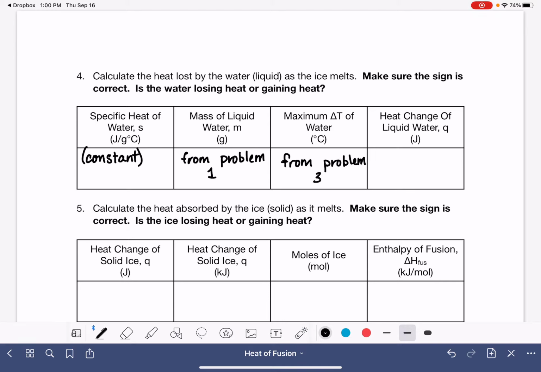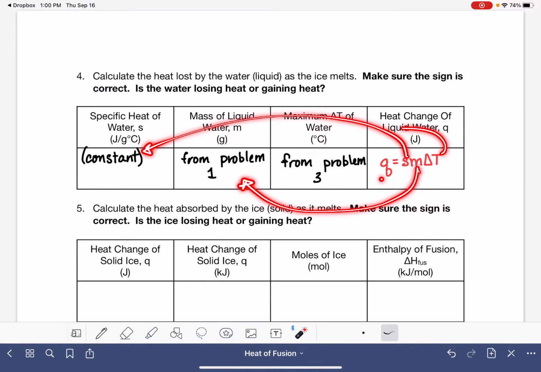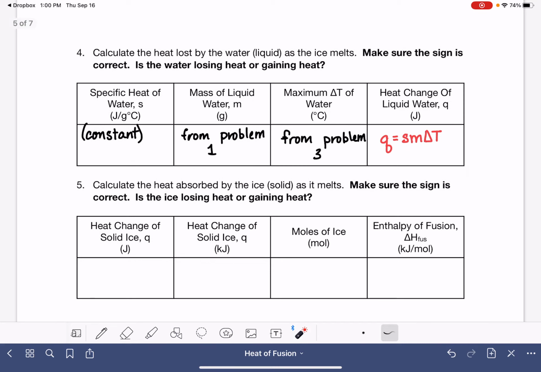And then in this last box, you're going to calculate the heat change of the liquid water Q. To do this, you're going to be using your Q = SM delta T equation. We're calculating Q. Your S is right here, your mass is right here, your delta T is right here, and that's going to give you Q in units of joules. Pay attention to the sign in this. Is water losing heat or gaining heat? Think about if water is losing heat versus if water is gaining heat and whether your Q should be positive or negative.